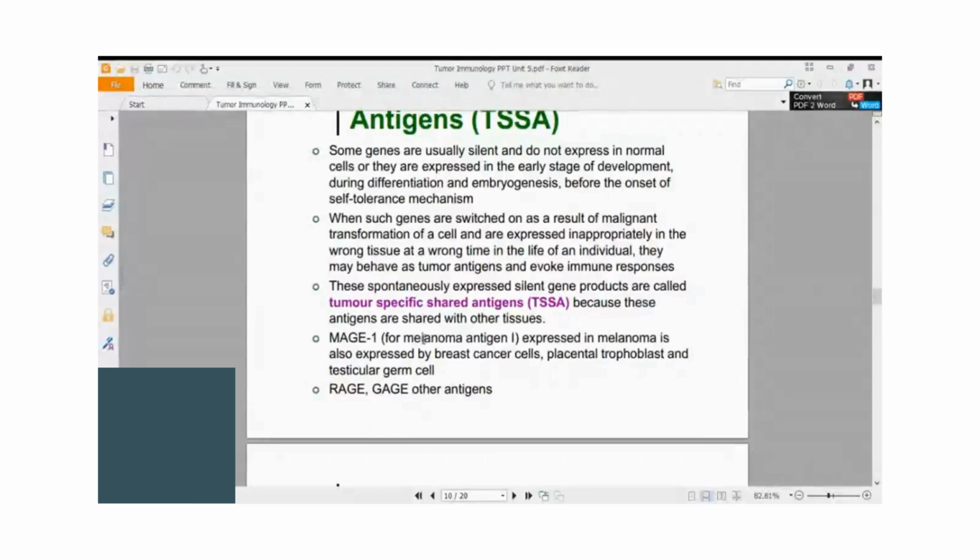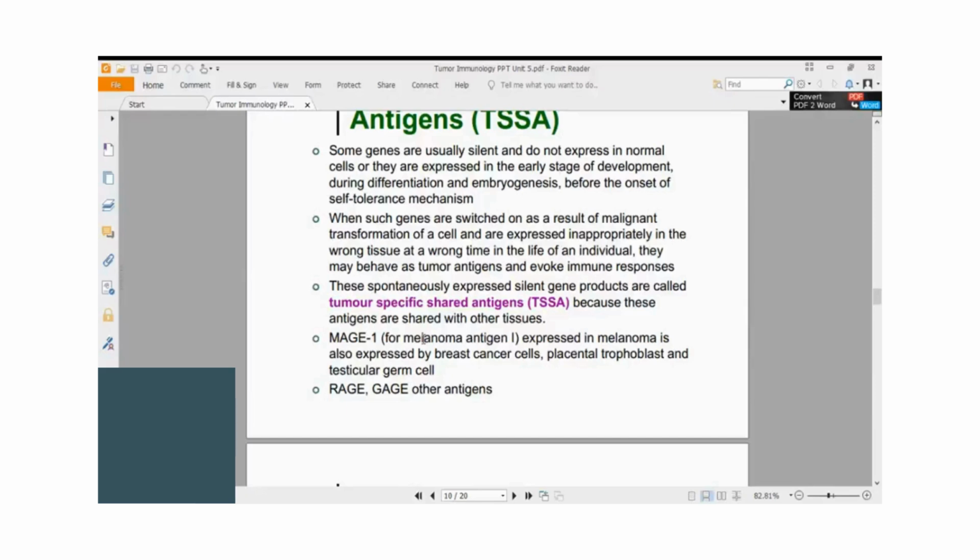Now, when I say placental trophoblasts, they are normal cells. Testicular germ cells are normal cells. Breast cancer cells are abnormal. See now, the antigen that is expressed in melanoma is expressed not only in cancer but also in normal cells. And that makes it difficult for treatment targeting these antigens, using these antigens as target antigens with monoclonal antibodies, because they are there on the normal cells also. And the cross reactivity will result in destruction of normal cells.